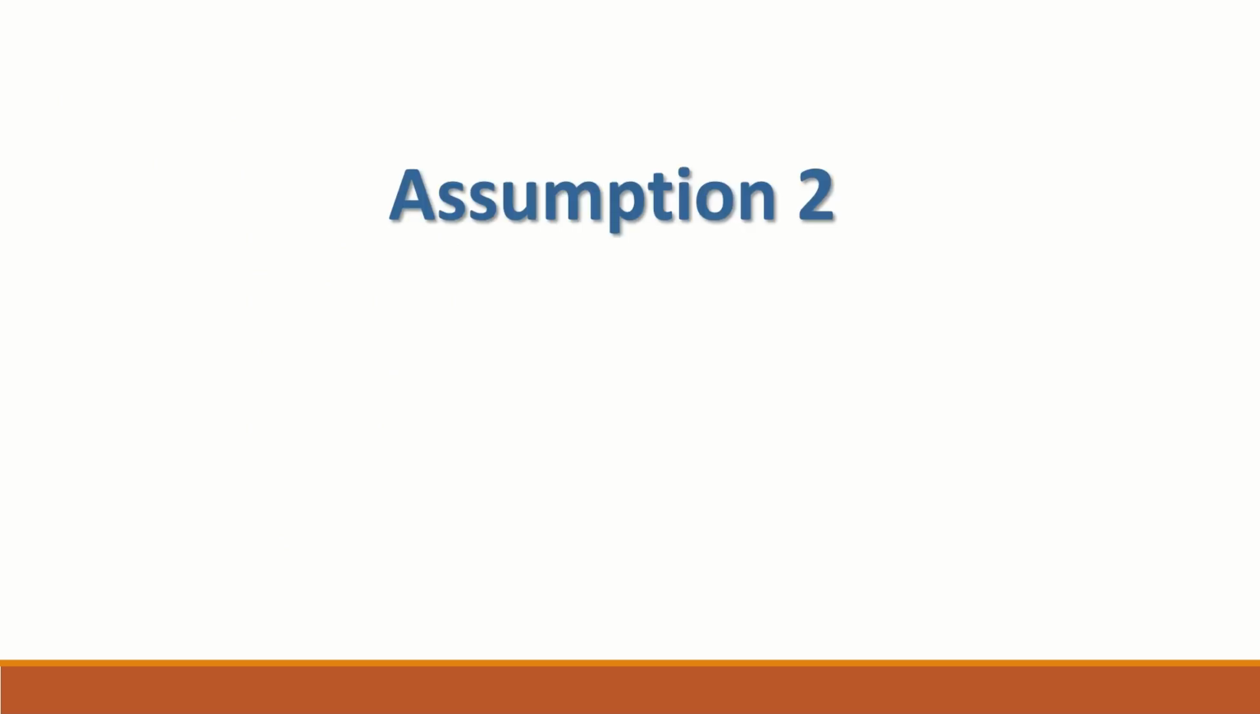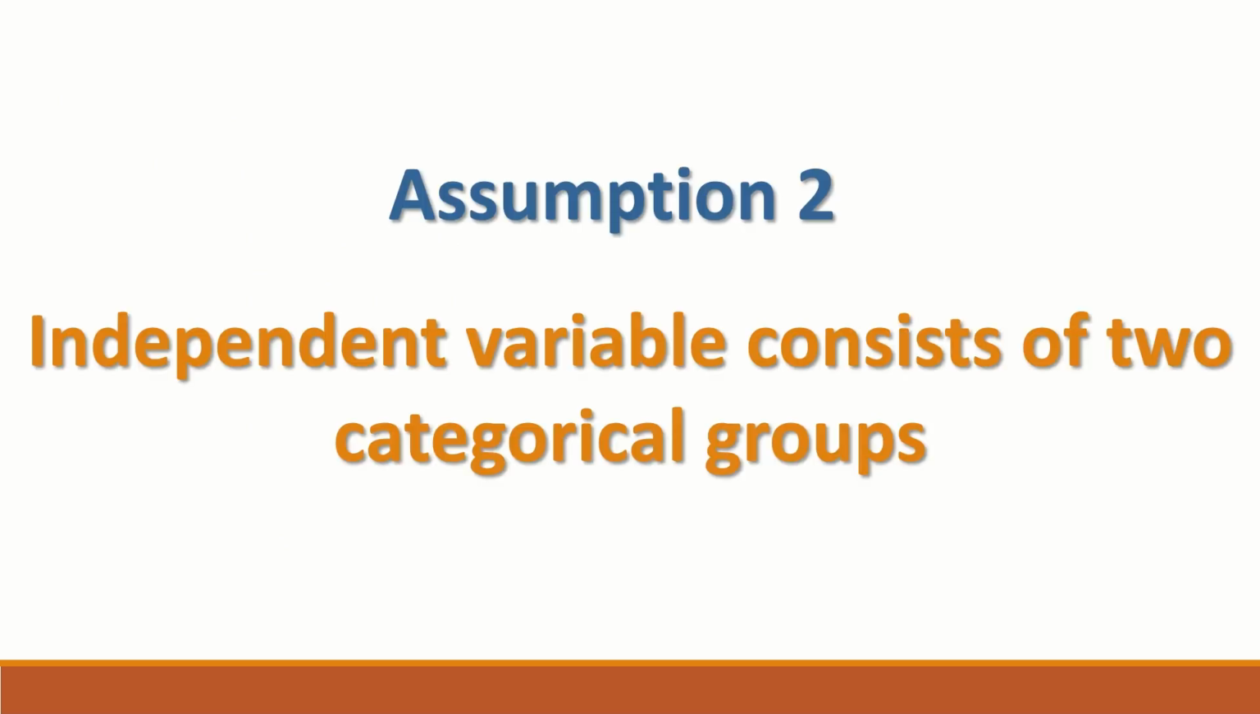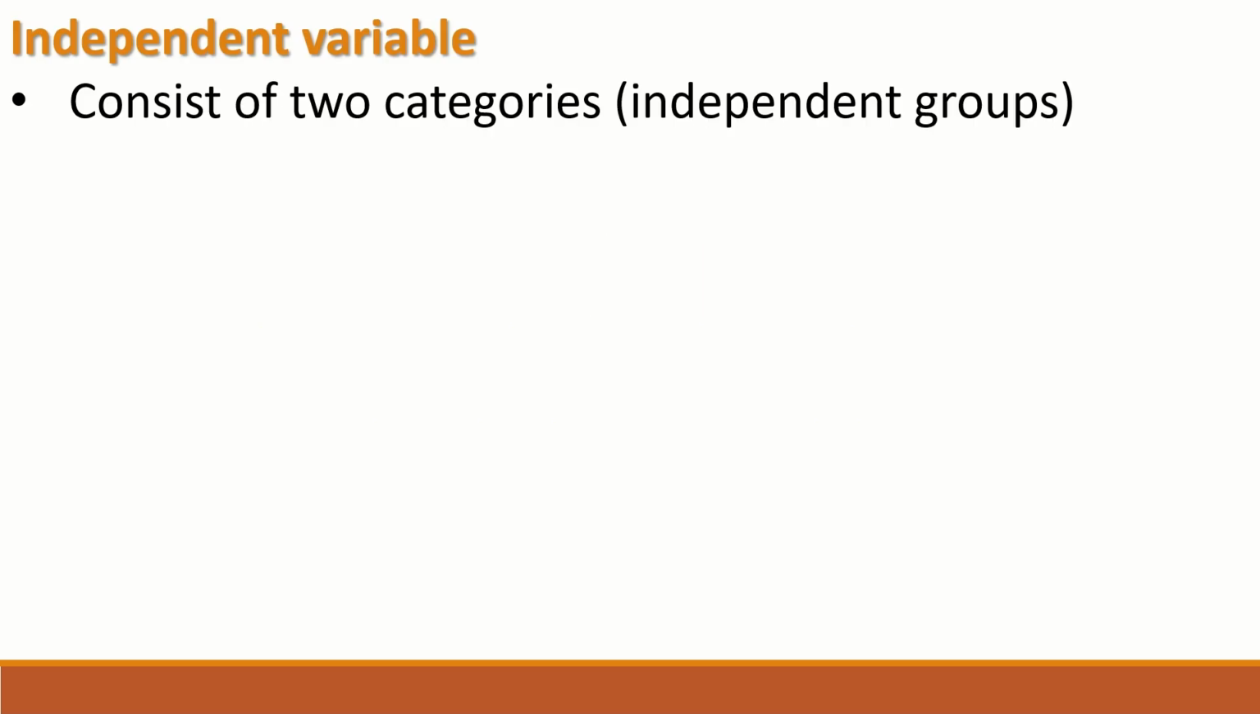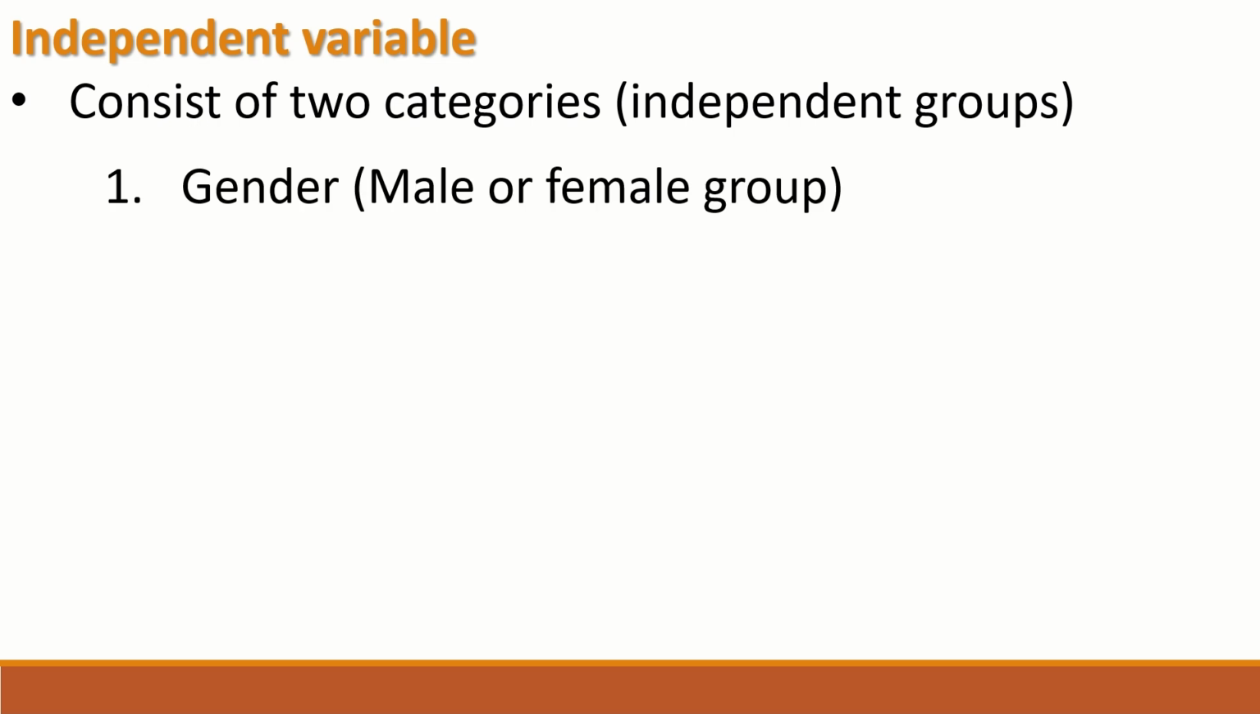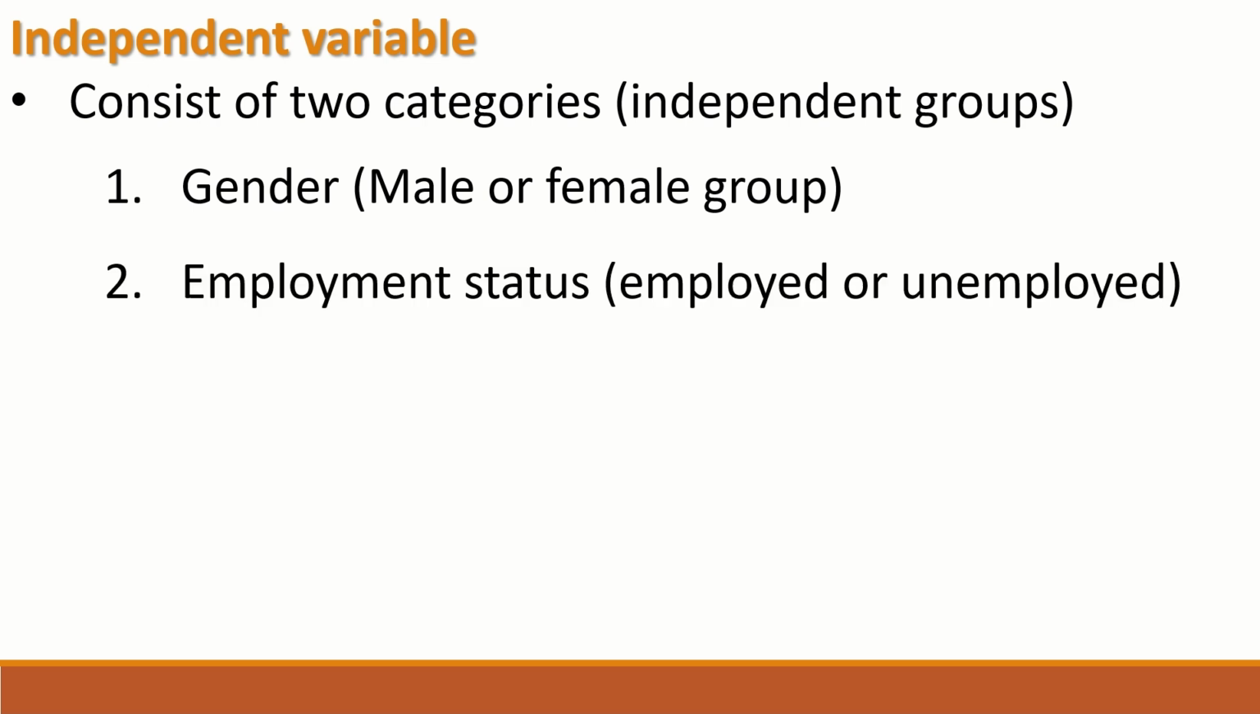The second assumption states that the independent variable consists of two categorical groups, two separate groups, two independent categories. So the independent variable has two independent groups, such as in the example of gender, male or female, employment status, employed or not employed, smoker, yes or no, and so on.